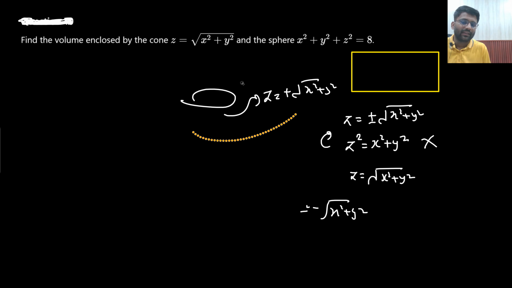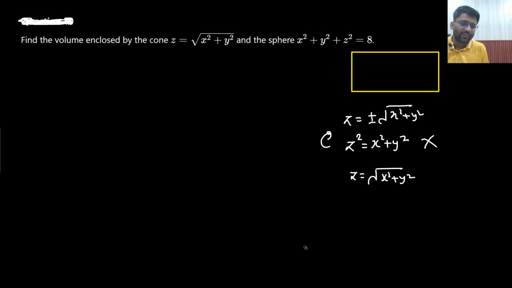What does that mean? Can z ever be negative? Put any value of x and y and give me a negative value of z. Is it possible? No. Put any value of x and y and give me a negative value of z. Is it possible? Absolutely not.